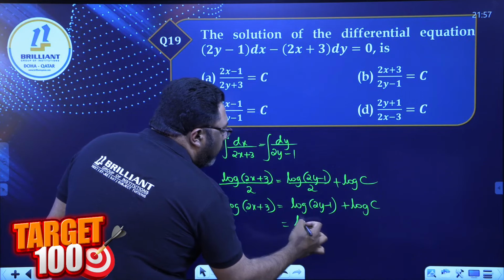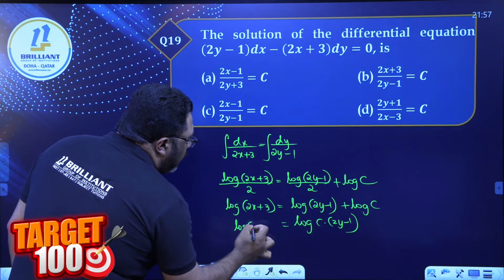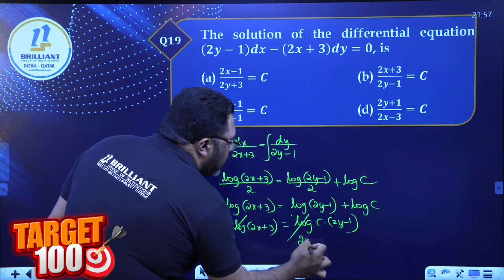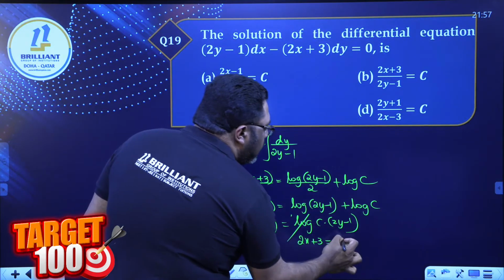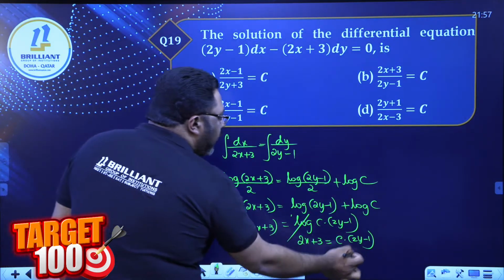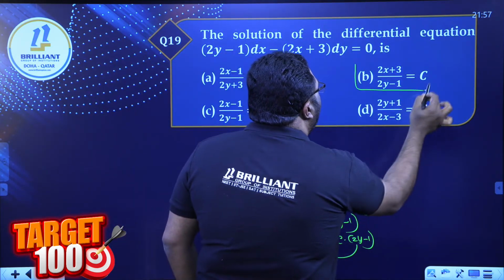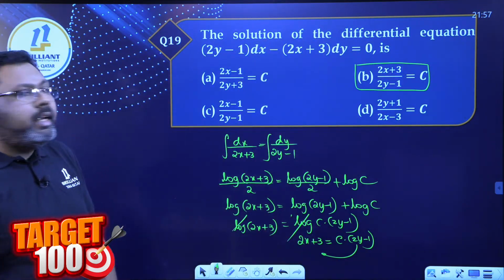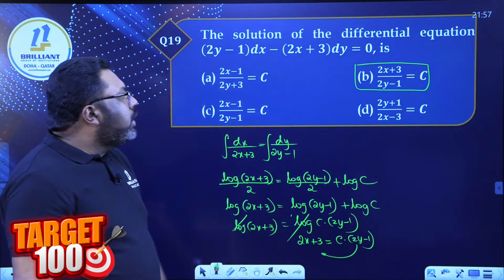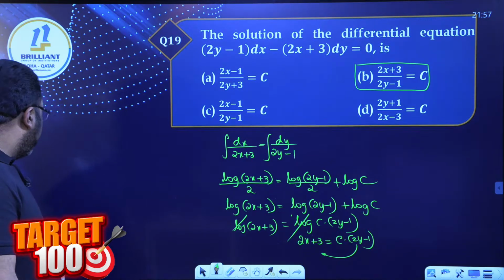So this is going to be log of c into 2y minus 1 is equal to log of 2x plus 3. And log goes on both sides. Your answer is 2x plus 3 is equal to c into 2y minus 1. Okay, and you bring it to the left side. 2x plus 3 divided by 2y minus 1 equal to c, option B. Yes, right answer already came from Nitin, Dhruvil. Good answers. Simple question once again. Solution.